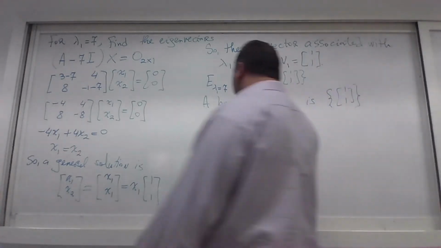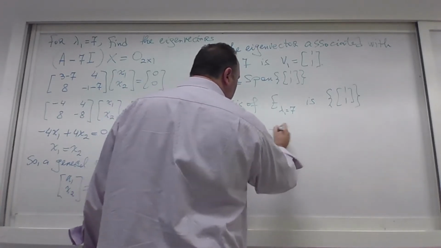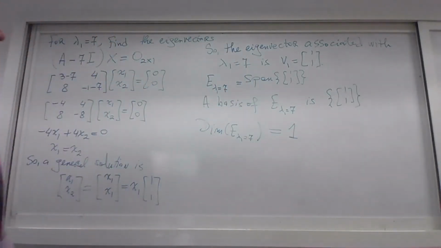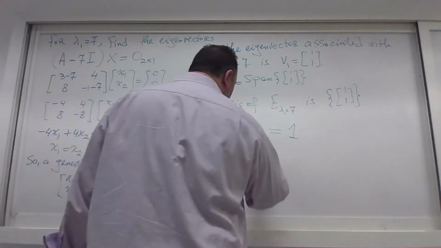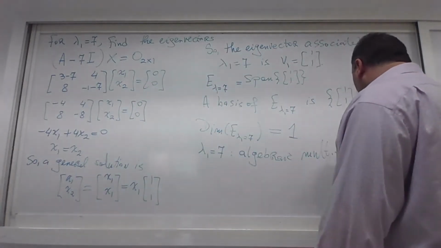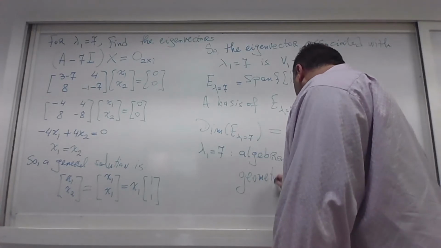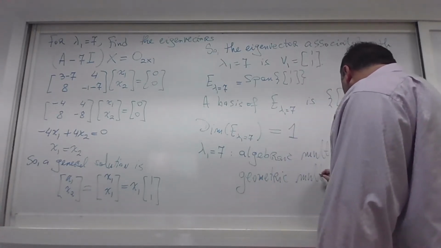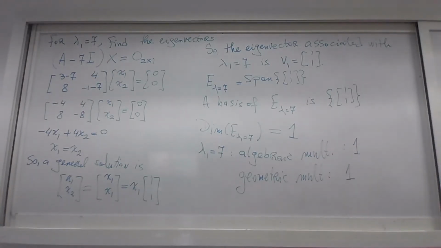So the dimension of this eigenspace is obviously 1. So I know that for lambda 1 equals 7 the algebraic multiplicity is 1, and the geometric multiplicity is also 1, because the dimension of the eigenspace associated to it is 1. Okay, good. So we found a basis for the eigenspace associated with eigenvalue 7.